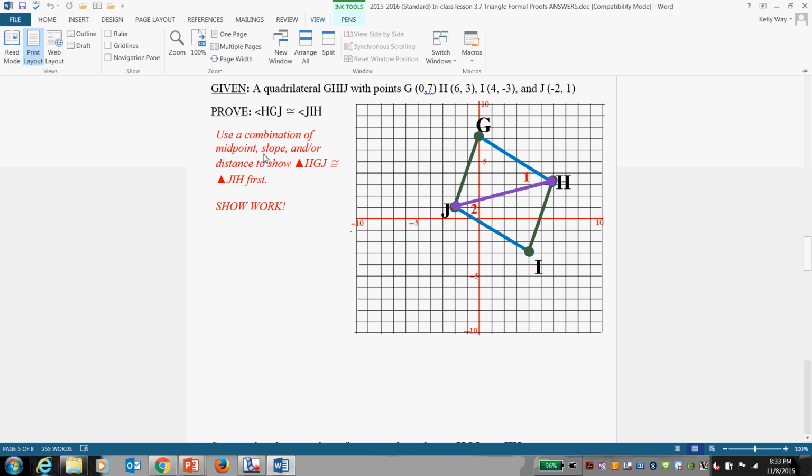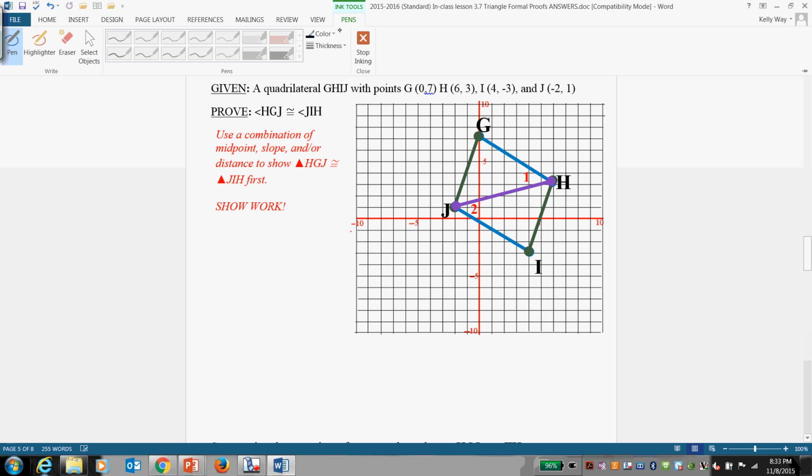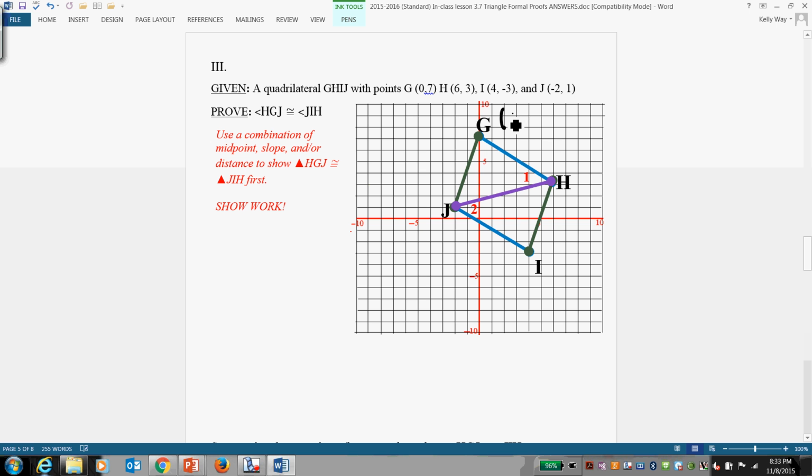First, we're given a quadrilateral with these points. Get your classmates always to first label these coordinate points. So G is at 0, 7. H is at 6, 3. I is at 4, -3. And J is going to be at -2, 1.